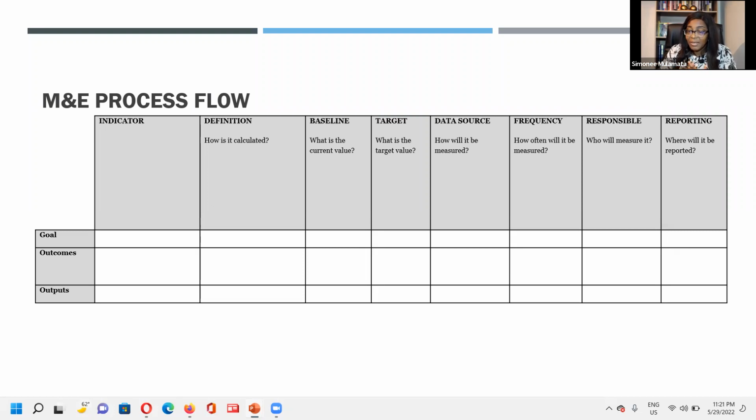And then the frequency: how often will it be measured? How often are we going to report? How often are we going to collect data? Who will measure it? And then the reports. Where will it be reported?